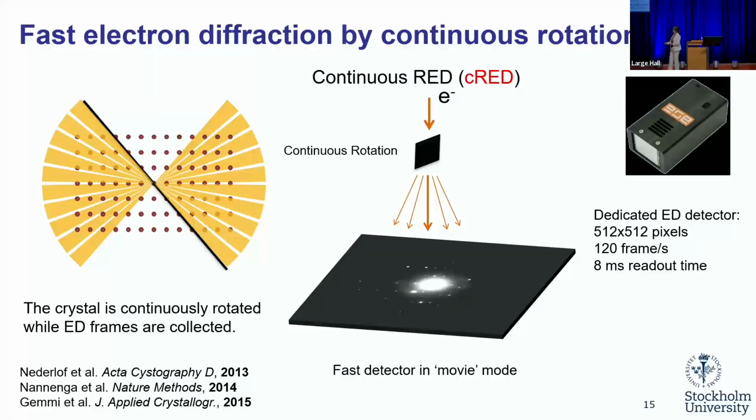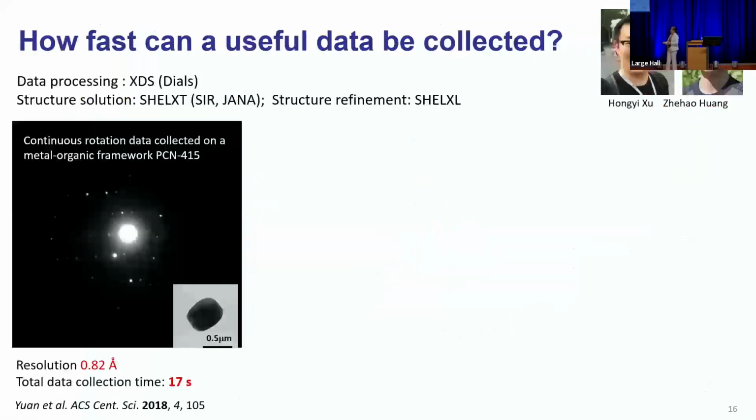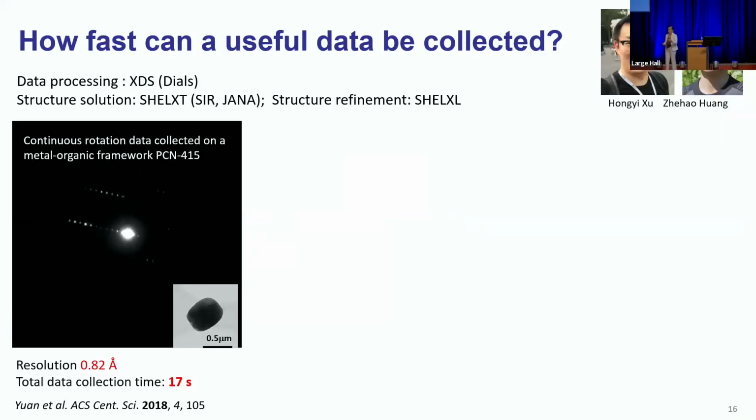And so this is how it looks. You tilt the crystal and you get a lot of diffraction patterns. And if you have a very fast detector, then you can take the data very, very fast. So how fast can we collect the data? Still, the data is good enough for structure determination.